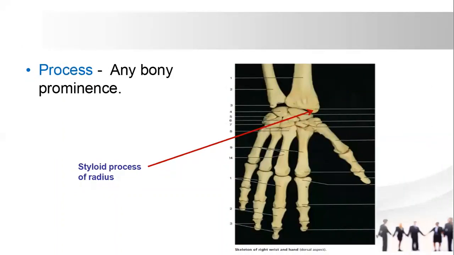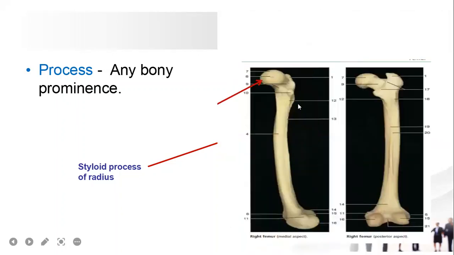A process is any bony prominence. For our case, we were able to identify this prominence on this aspect of the radius near the wrist joint, and this is the styloid process of the radius.